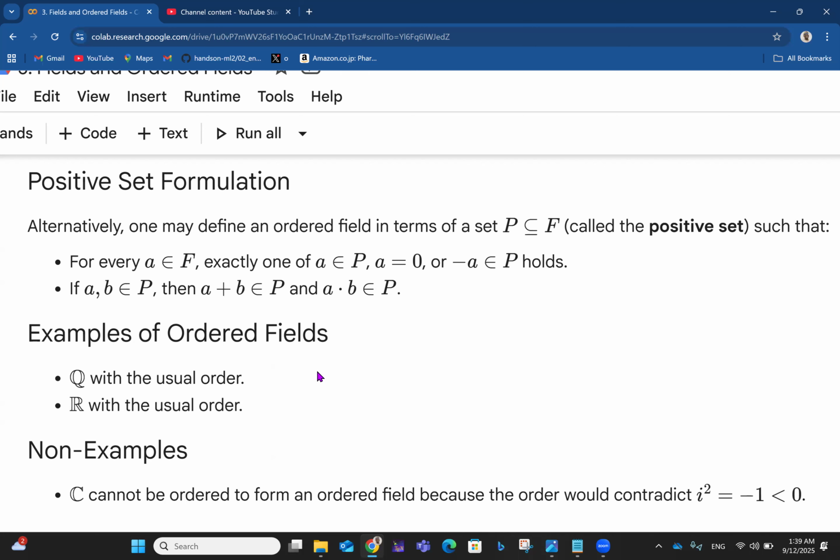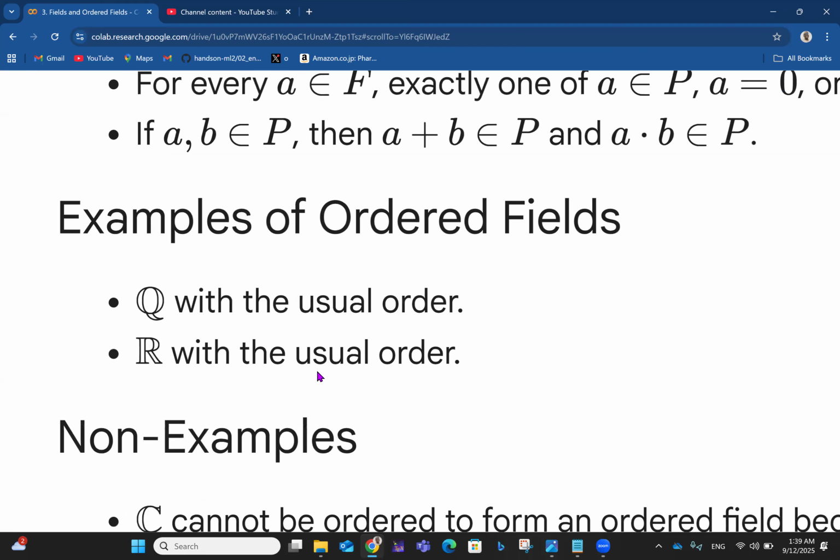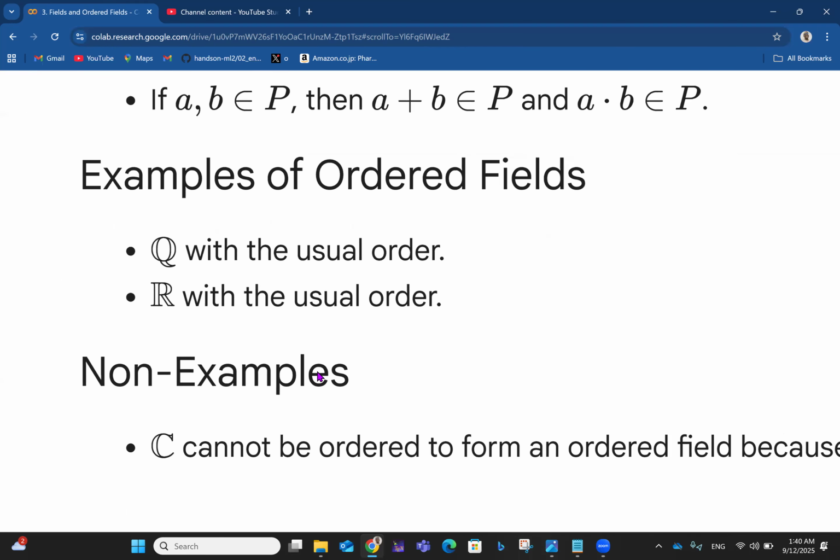Then the other one is that if A and B belong to the positive set P, then A plus B also belongs to P, and A dot B, that's A multiplied by B, belongs to the positive set P also. So let's look at some examples of ordered fields.